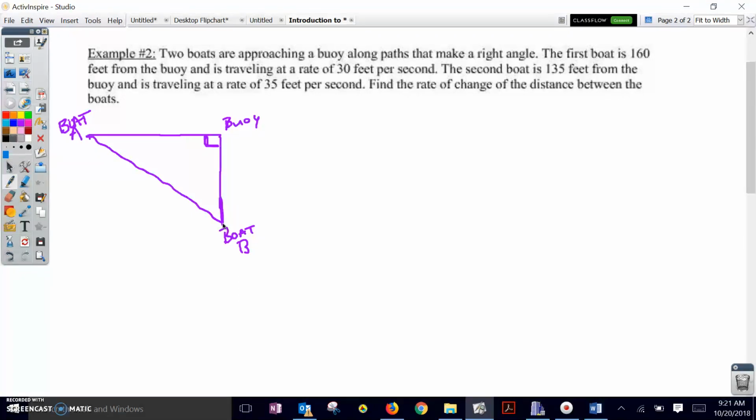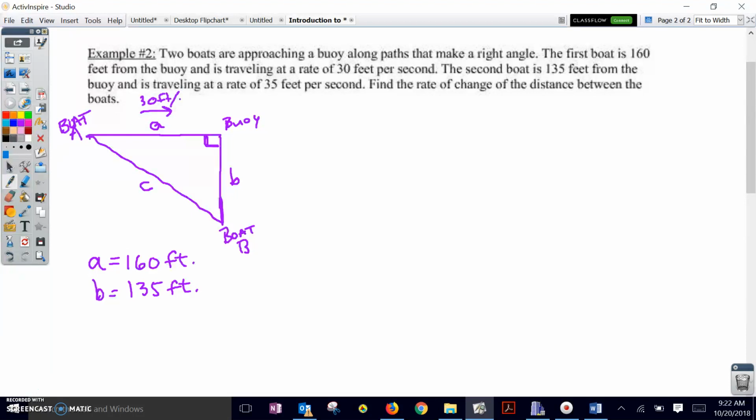So now I'm going to label all these distances in my diagram. I'm going to call the distance from boat A to the buoy lowercase a, and the distance from boat B to the buoy lowercase b. And the distance between them I'm going to call lowercase c. Now I have all of this information for the initial state that the problem is in. I know that a is 160 feet, b is 135 feet, and boat A is traveling towards the buoy at a rate of 30 feet per second.